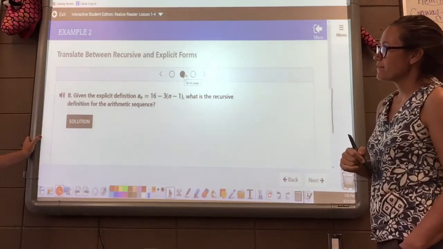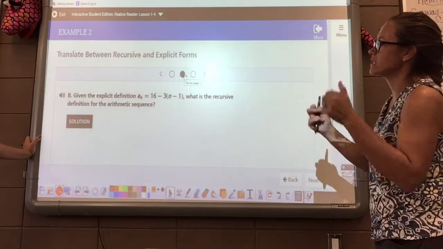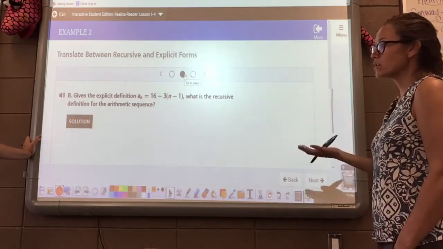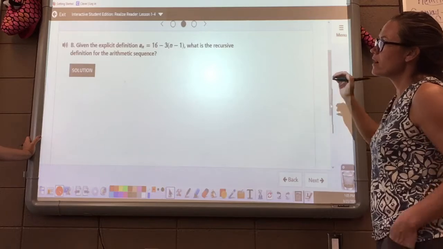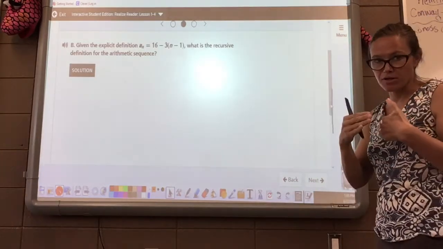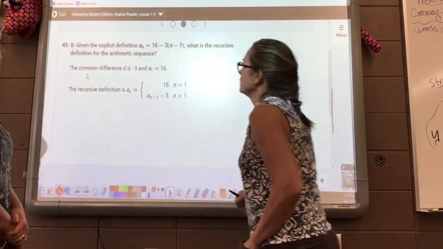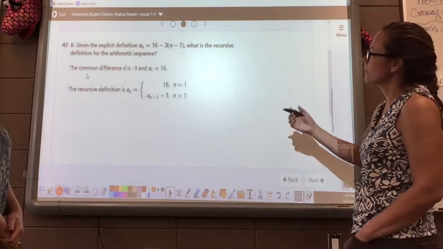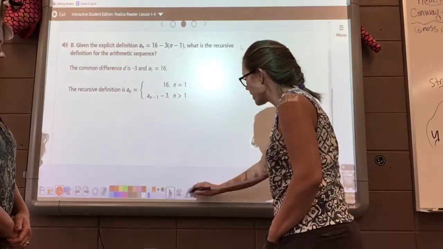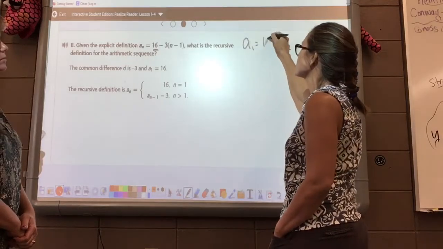Given the explicit definition of 16 minus 3 times the quantity n minus 1, what is the recursive definition for the arithmetic sequence? So now we're going from the explicit to the recursive, the opposite direction we just went. And I still find it helpful, no matter what, to write my first few terms out. Like, plug in 1. What do I get? 16. So we can do that because we know that the structure of this equation is such that this is our first term, so here's our 16.